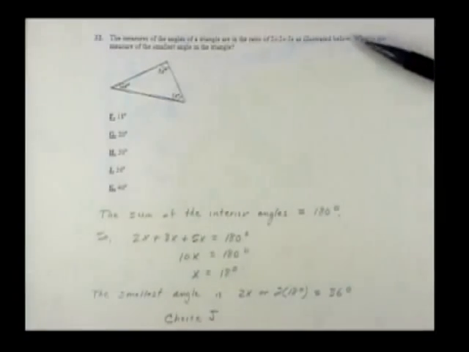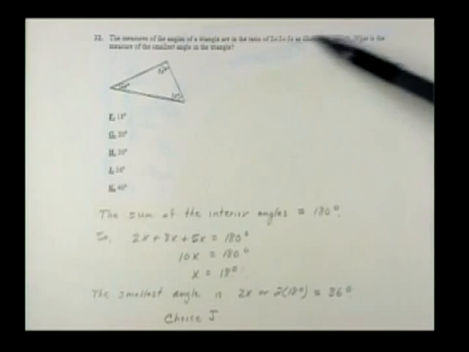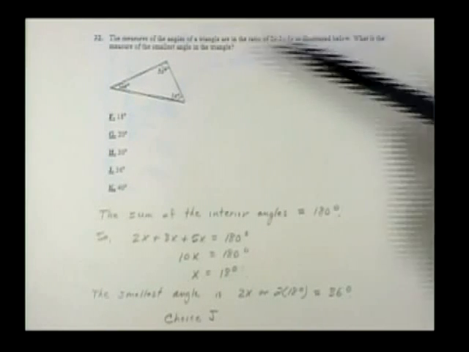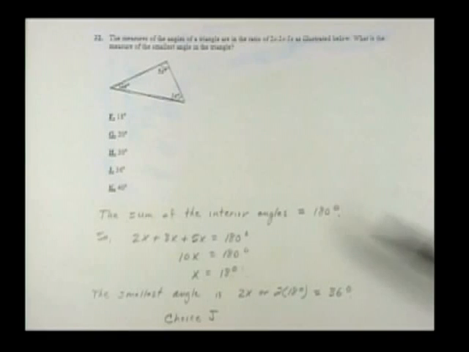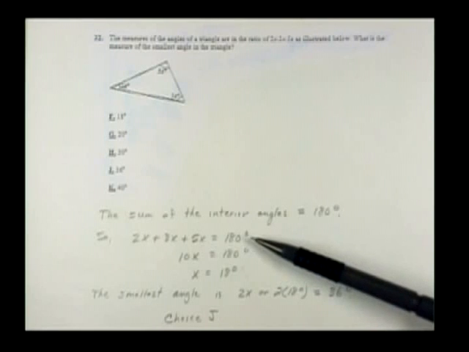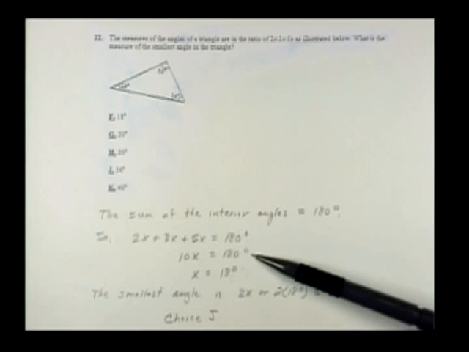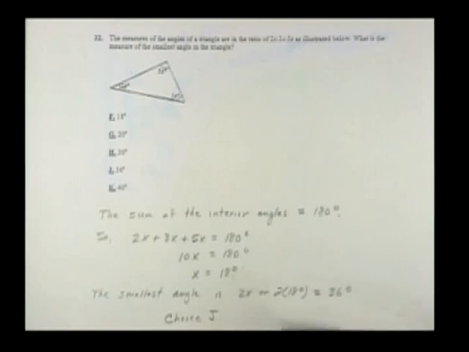The measures of the angles of a triangle are in the ratio of 2x is to 3x is to 5x, as illustrated below. What is the measure of the smallest angle in the triangle? The sum of the interior angles of a triangle equals 180 degrees. So the measures of those angles have a sum of 180 degrees. 2x plus 3x plus 5x equals 180 degrees. 10x equals 180 degrees, so x becomes 18 degrees. The smallest angle is 2x, or 2 times 18 degrees equals 36 degrees. Choice J.